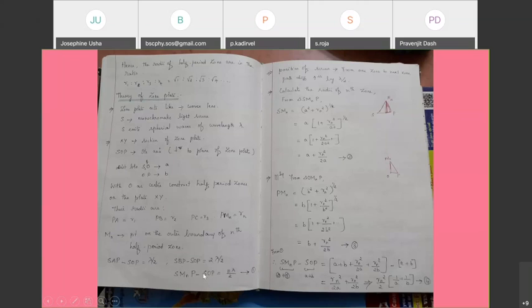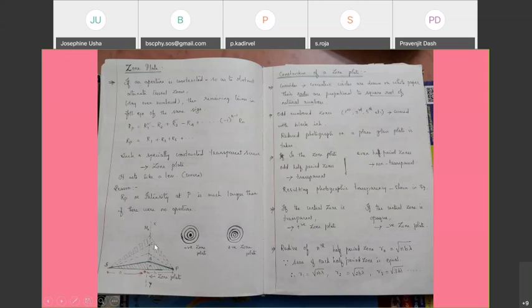First lambda, second case 2 lambda by 2, next 3 lambda by 2, up to the last one, the nth half period zone, I'm getting n lambda by 2. Now calculate the radii of the nth zone by considering the triangle SMNP.